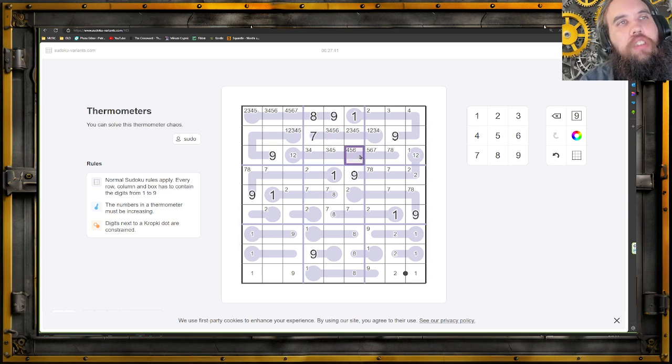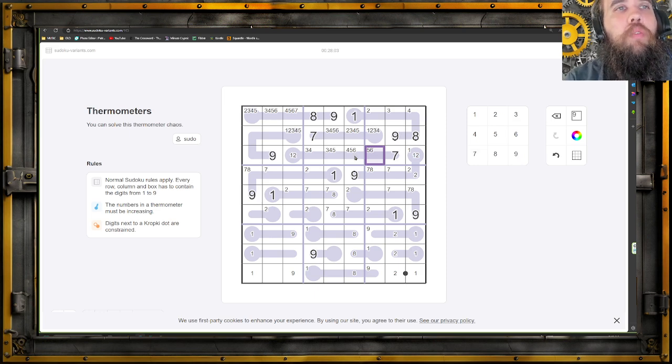6 still has 2 positions. But does the 7 do anything for this row? Where does 8 go now? In this row, I can't put an 8 here. So this has to be an 8. Okay, this now has to be a 7 because this only had 2 chances beforehand.